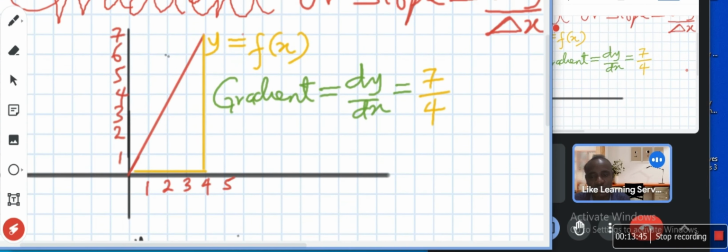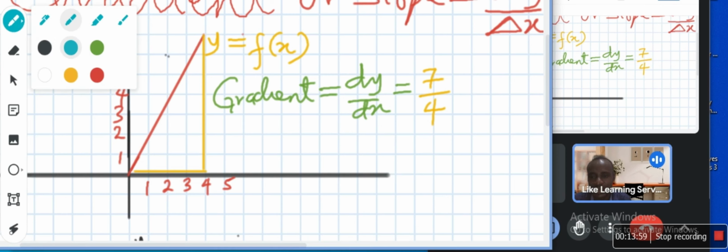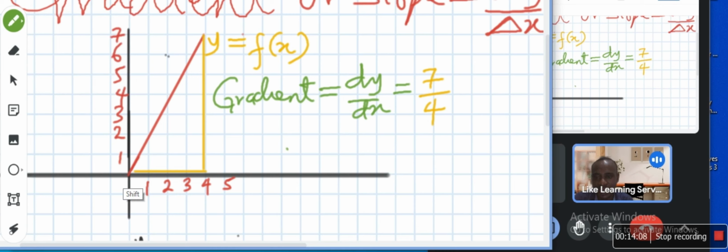The other names we use for it: slope, gradient, steepness, tangent, rate of change. They are all measuring the same thing. The steeper the graph is, the higher the gradient. Let me draw another one to show you. Don't worry, all of these things will come together. Let me use the green line to represent another graph.